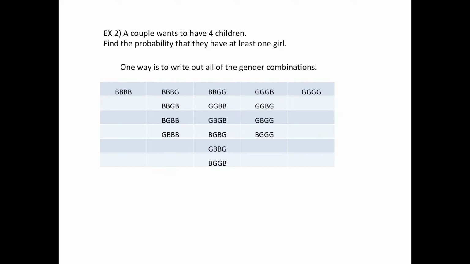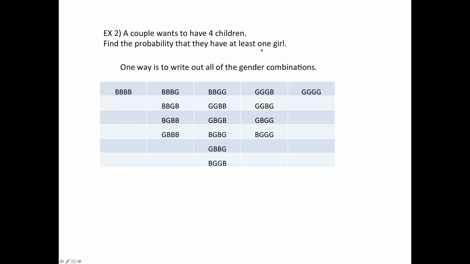Next, the example with gender combinations. This couple is now going to have 4 children. What's the probability they have at least 1 girl? So one way to do it is you write out all of the possible gender combinations. Here they are. So here they are having 4 boys. Here they are with 3 boys and a girl, but then the girl could be the last child, the 3rd child, the 2nd child, or the 1st. And then in here you have to be sure you get all of the combinations where there's 2 boys and 2 girls. There's 6 there, etc.